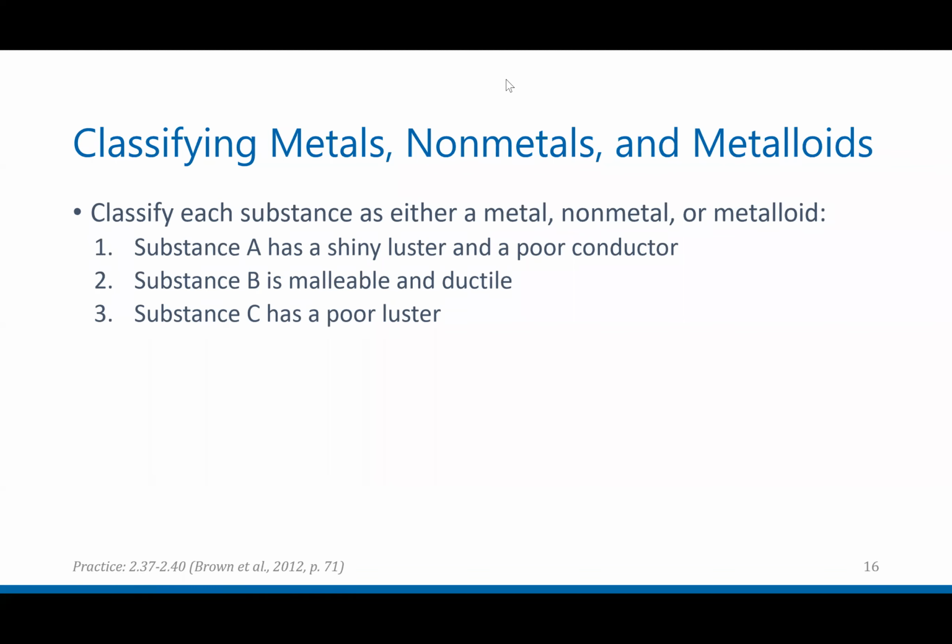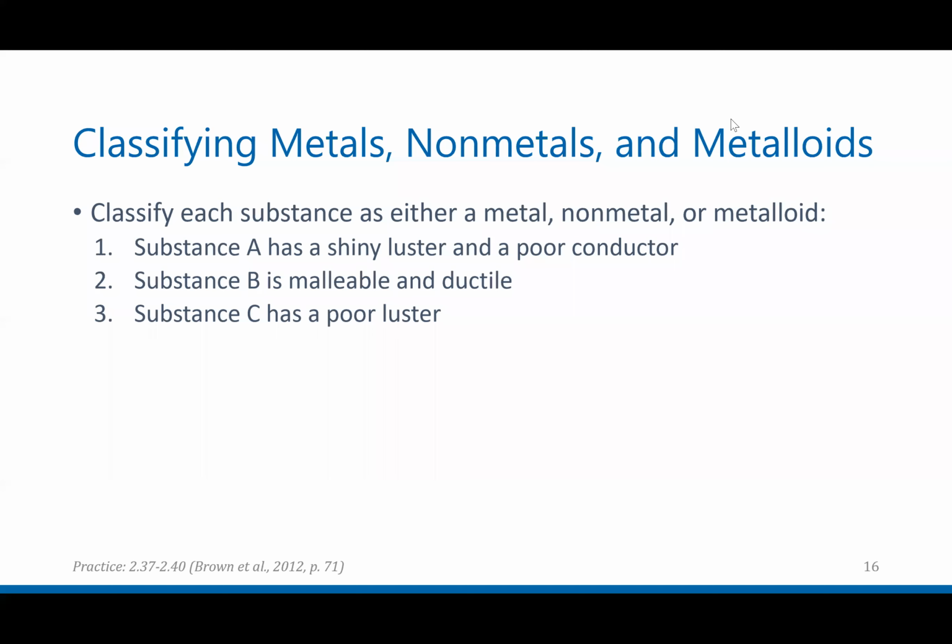This is where I want to start. I'll let you guys take a minute in the chat, and I want you to tell me for each of these if it's a metal, a metalloid or semi-metal, or a non-metal. So tell me which of these is which, and I'll be back in 1 minute, and you can type it in the chat.